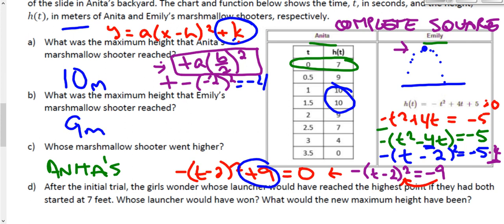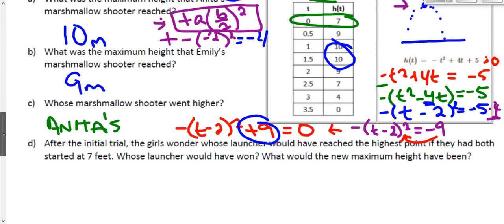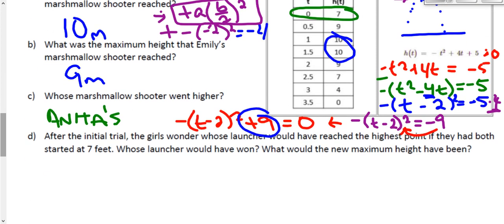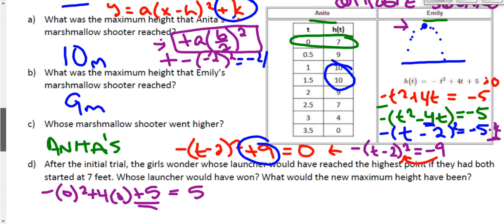So all we have to do is plug in 0 to her equation to figure out what her initial height was. So it would be negative 0 squared plus 4 times 0 plus 5. And if you remember, that c value is our starting height. So this is just 0 plus 5, which is 5. So Anita started at 7 feet, but Emily started at only 5 feet.